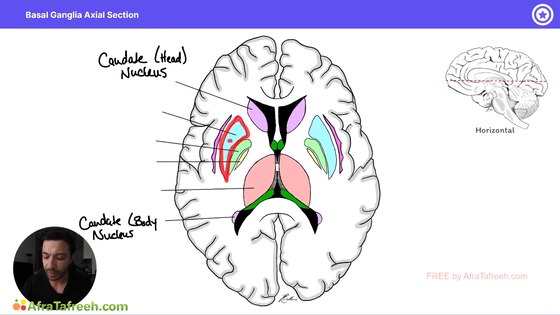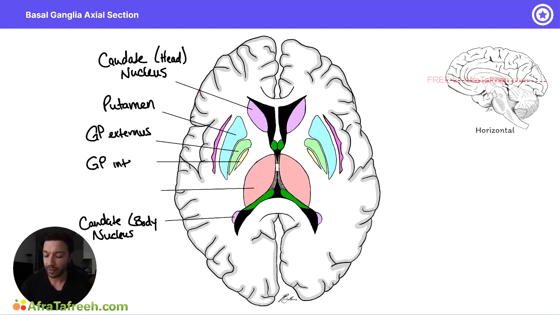This is going to be the putamen right here. Found medial to the putamen, again, we have that globus pallidus externus, and then found medially to the globus pallidus externus, we have that globus pallidus internus.